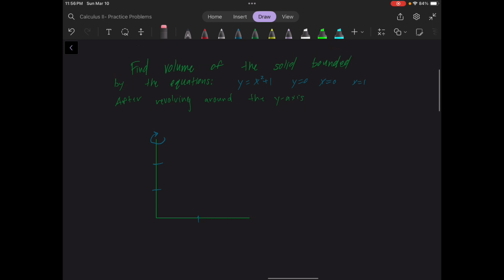Find the volume of the solid bounded by the equations y equals x squared plus 1, y equals 0, x equals 0, x equals 1 after revolving around the y-axis. And they didn't give us the picture, so we're going to have to draw it. Well, y equals 0 is the x-axis, and x equals 0 is the y-axis. X equals 1 is this line.